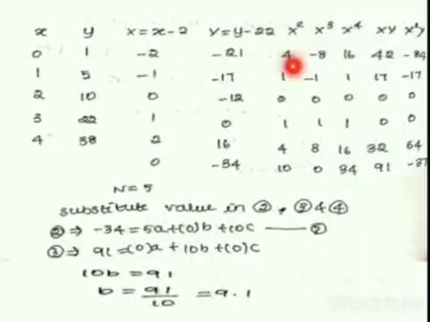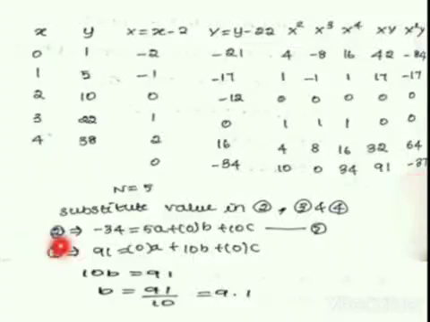Then you have to find the values of X square. If you square all the terms in X, you will get X square. If you cube all the terms, you will get X cube. If we take power 4 for all the terms in X, you will get X power 4. Then you multiply X into Y to get capital XY, and X square into Y to get capital X square Y. After that, find the summation for all these terms. You will get summation X equal to 0, summation Y is minus 34, summation X square is 10, summation X cube is 0, summation X power 4 is 34, summation XY is 91, summation X square Y is minus 34. Now we substitute all these values into our equations 2, 3 and 4.